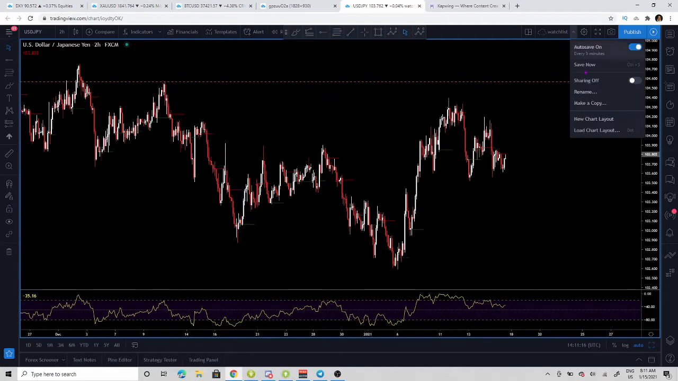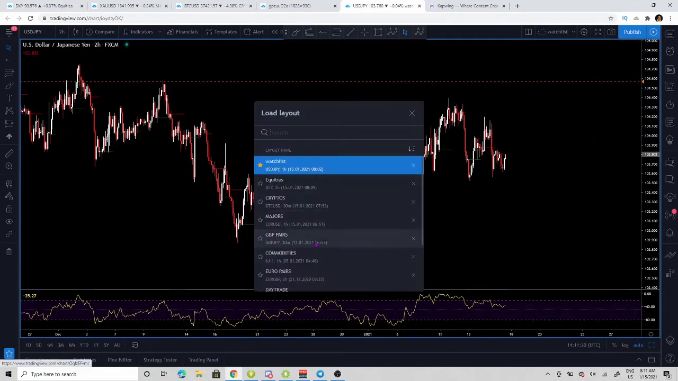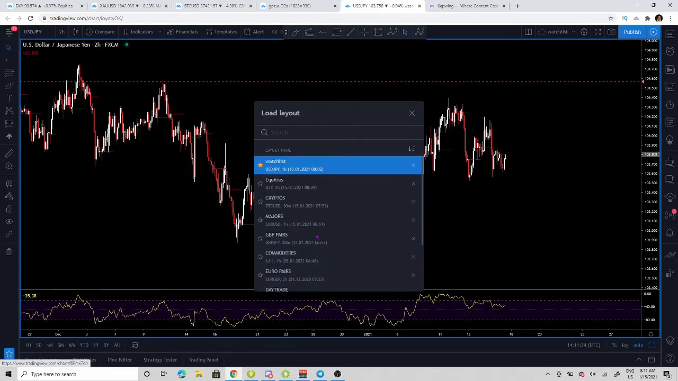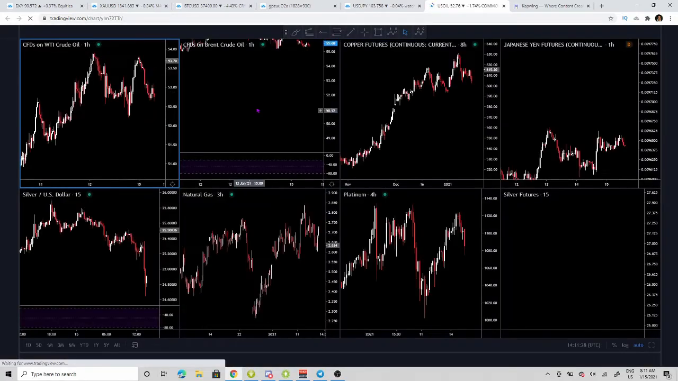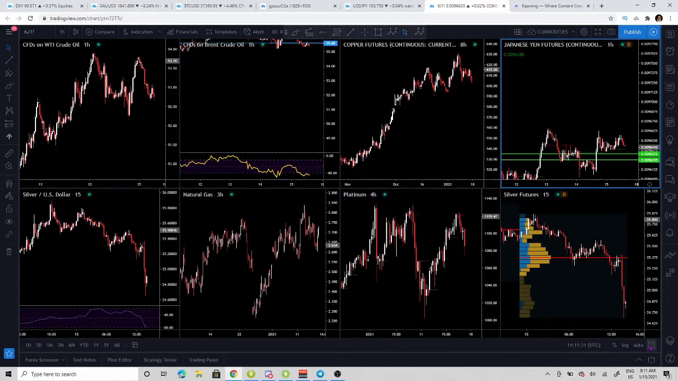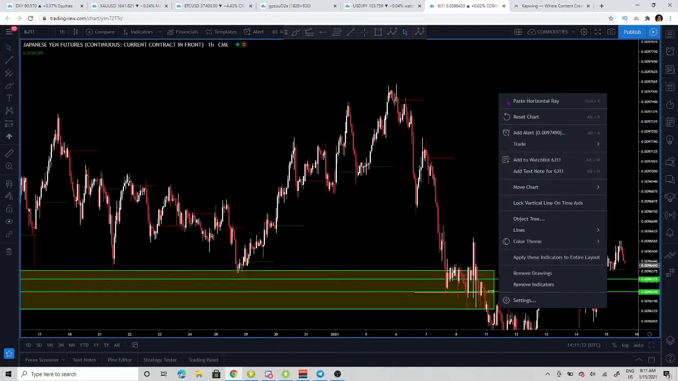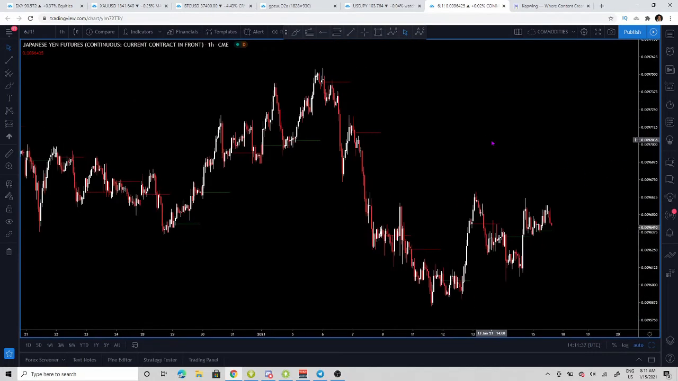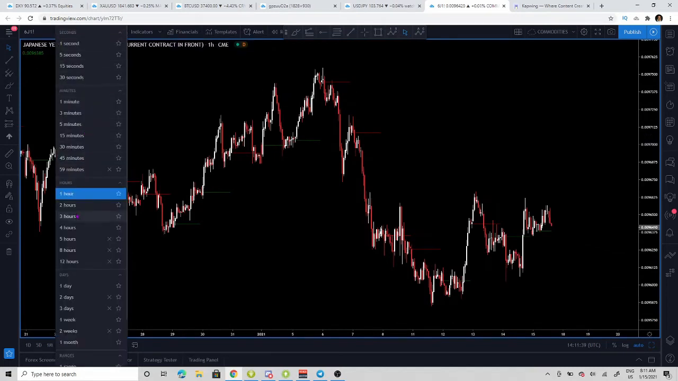Also, we're going to look at the yen futures, right? And the DXY. So let me just load my futures chart here in commodities. Here it is, Japanese yen futures. All right, I'll just remove the drawings, and I'm going to show you what I'm seeing. This is the 1 hour chart on the yen futures.